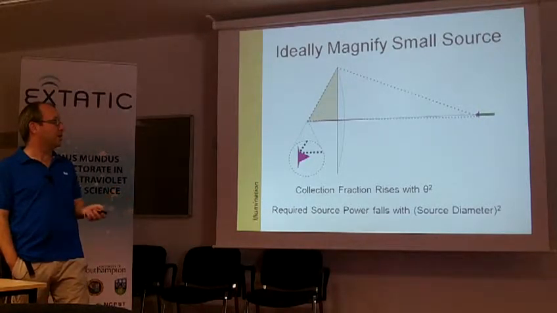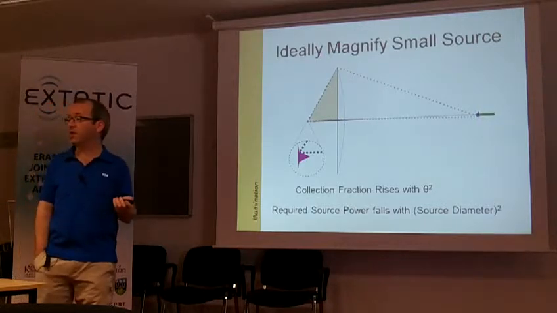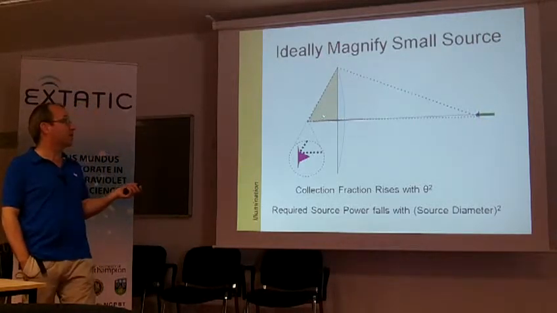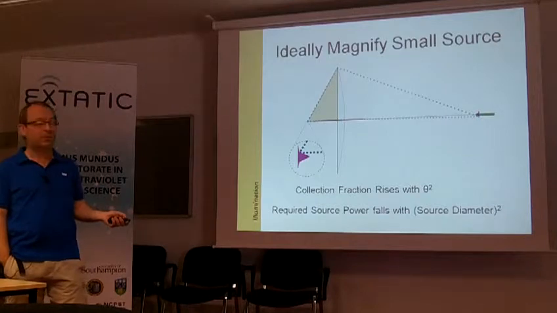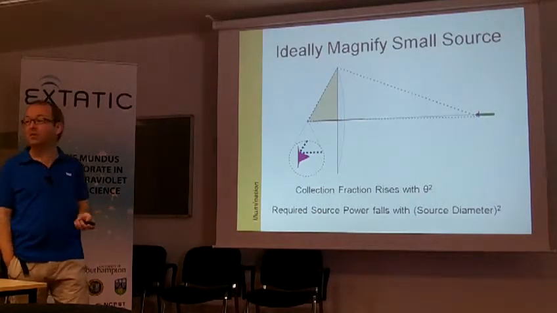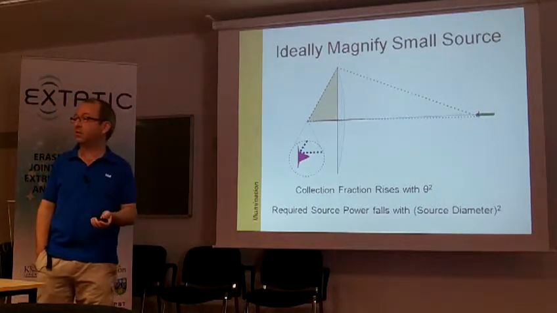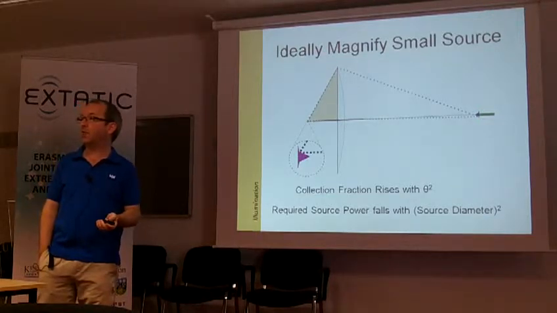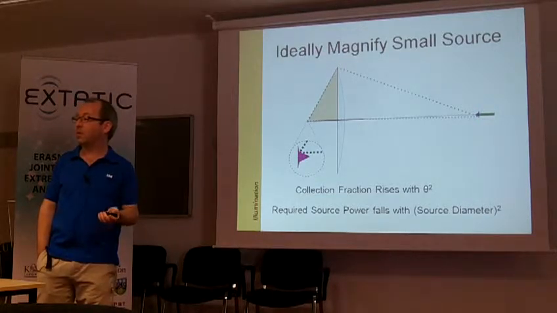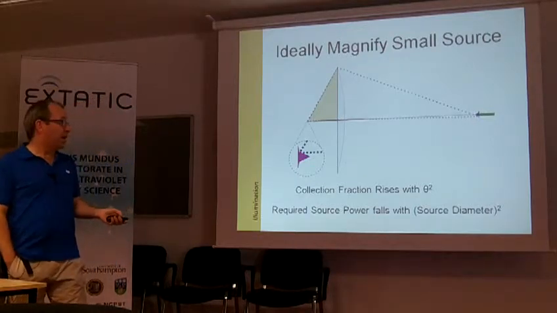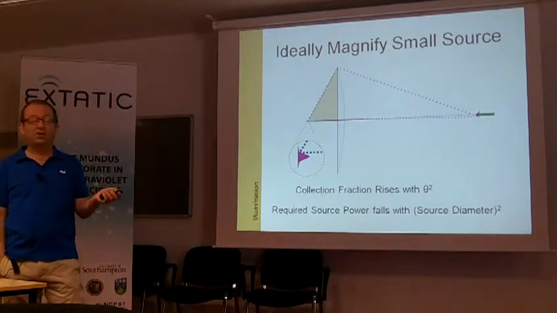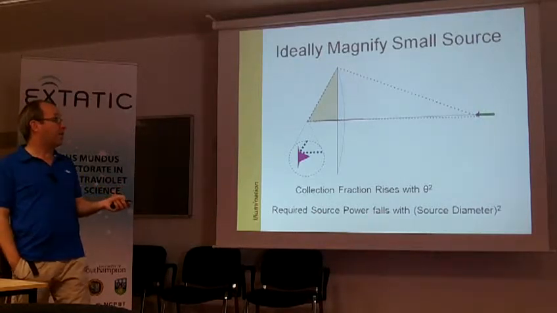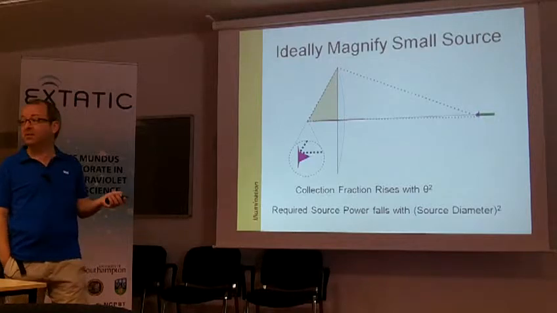The collection fraction from your light source goes up with theta squared. So you're collecting more photons. If you collect more photons, then you need a smaller light source to begin with, and the power goes down with the source diameter squared. So you have a quadratic dependence of source size with power. So smaller laser plasma sources that you can magnify onto your object allow you to get the same radiance through the system.